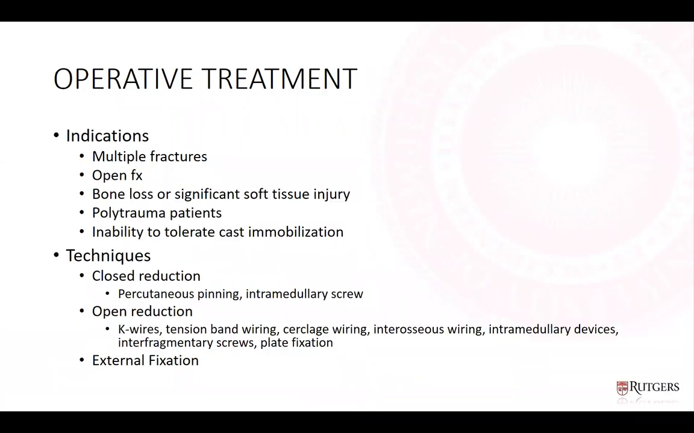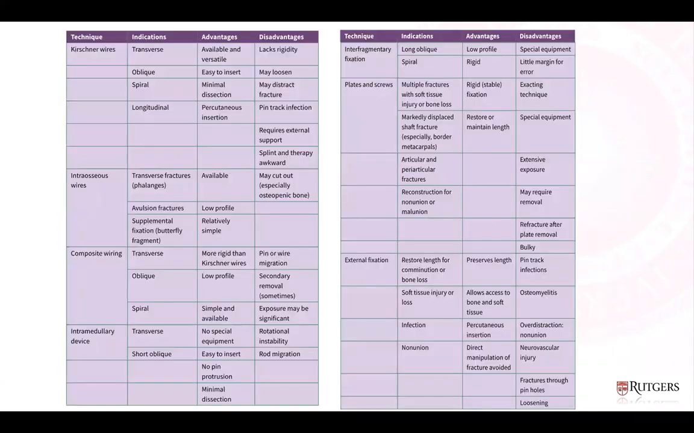Operative treatment indications are generally multiple fractures, open fractures, bone loss or significant soft tissue injuries, any polytrauma patients, or any patients that are unable to tolerate cast immobilization. Techniques can be closed reduction percutaneous pinning, intramedullary pin, intramedullary screw, open reduction via a number of techniques, and external fixation. This is a busy slide, taken out of Green's, that highlights the multitude of options to consider when fixing these fractures.